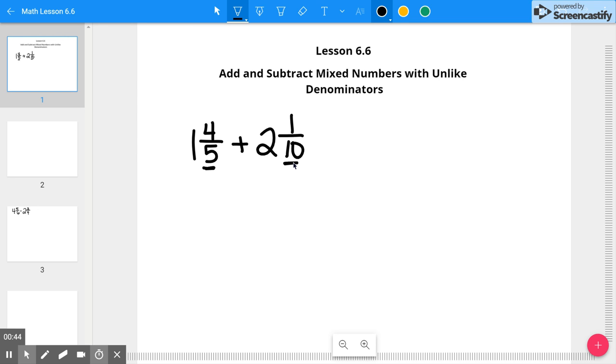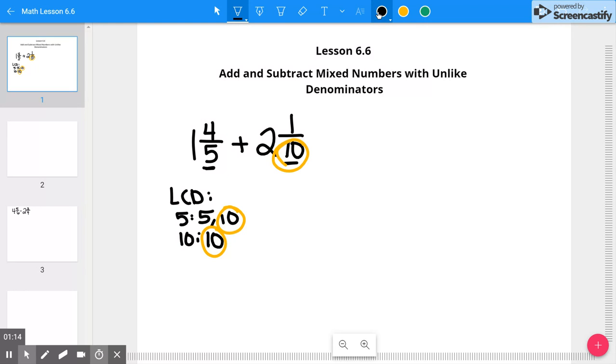I'm going to find the LCD by making a list. I'm going to pull out the 5 and the 10. So 5 times 1 is 5, 5 times 2 is 10. I'm not going to go any further because I know that 10 times 1 is 10. So my common denominator is going to be 10, which is perfect because this one is already 10, which means I only need to fix one of these mixed numbers.